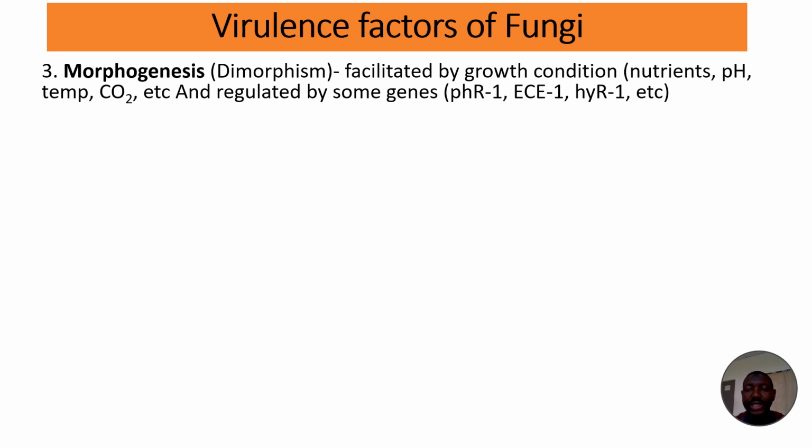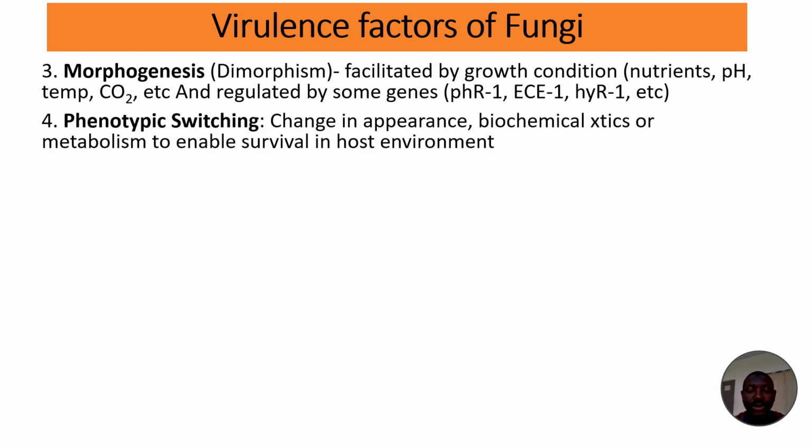Now, this morphogenesis is generally controlled by certain genetic factors, such as the PHR1 gene, EC1, HYR gene, and so on. Apart from this morphogenesis, the next virulent factor, which is very important also, is phenotypic switching. Phenotypic switching involves change in appearance, biochemical characteristics, or metabolism of the fungi.